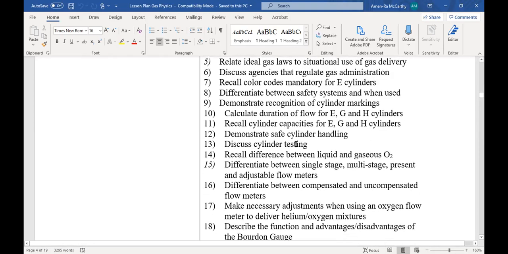Discuss cylinder testing, how often it's tested. Recall the difference between liquid oxygen and gaseous oxygen. There is a difference. Oxygen starts as a liquid, a very, very cold liquid. And as it rises to a certain temperature, it turns into gas, okay? So when they deliver oxygen to the hospitals, it's liquid. A big liquid tank will hook up to it and fill it with liquid.